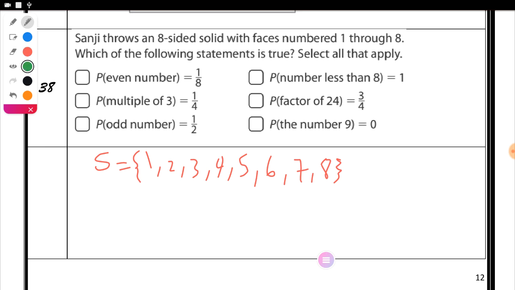Even numbers here are 2, 4, 6, 8. So it's 4. Over all numbers is 8. So it's 4 over 8, which is equal to 1 over 2. So the first one is wrong. We will not check it.